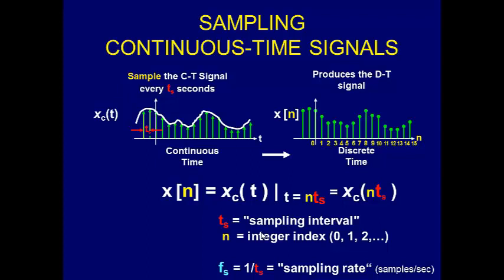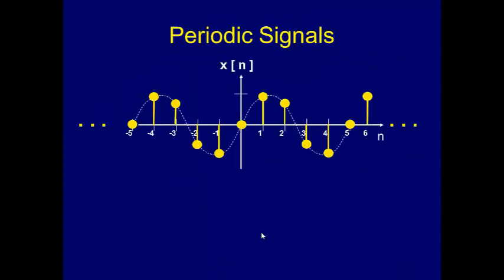That tells us the time. And when we make it a discrete time signal, though, this integer index n becomes our horizontal axis. If I take the reciprocal of that T sub s sampling interval, I get what I call the sampling rate or sampling frequency, which has units of samples per second. All right. So far, nothing too scary. Here's a periodic signal.